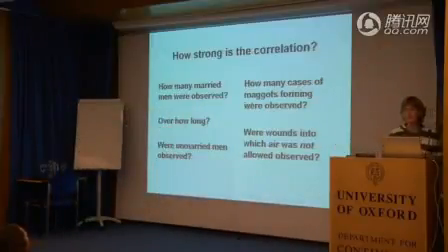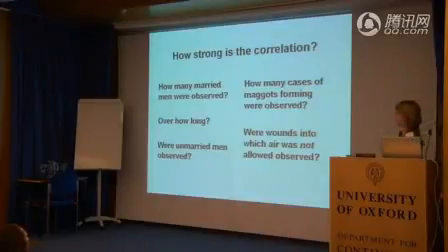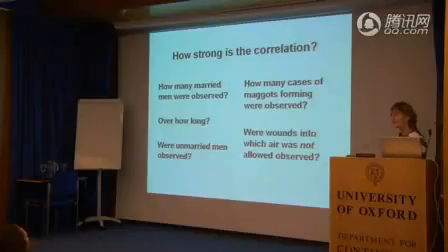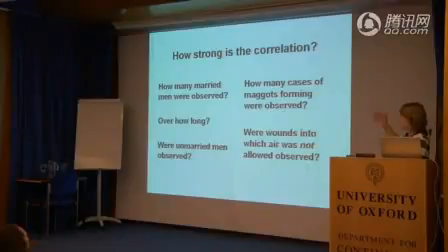So, is the premise true? How strong is the correlation? How many married men were observed? I mean, this is, again, exactly the same as how many are in the sample from the last question. How long were they observed? Were unmarried men observed? How many cases of maggots forming were observed?